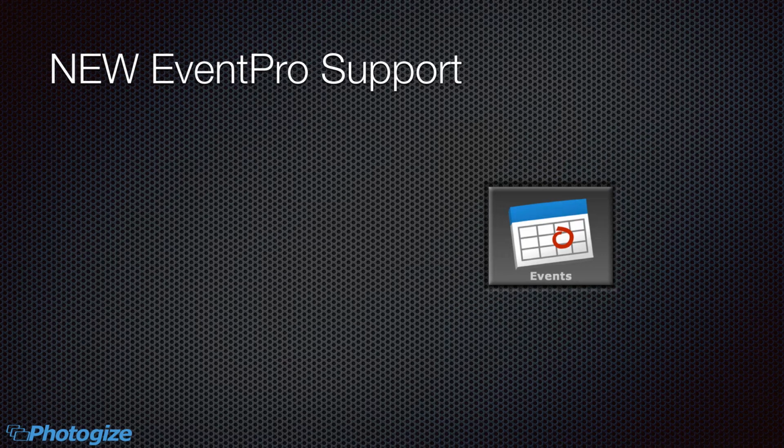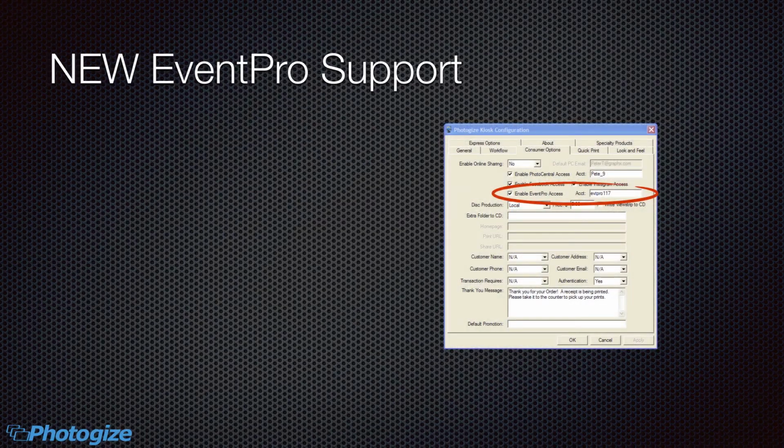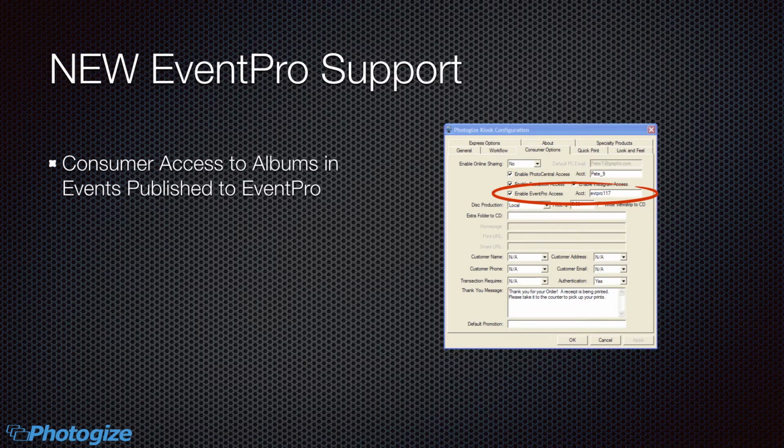All right, so there's a new feature called EventPro Support, which is kind of cool. If you have an EventPro account, again, that's optional, what you can do, in the kiosk configuration, under Consumer Options, is check Enable EventPro Access and then key in your EventPro account. If you do that, the customers coming up to your kiosk will be able to access EventPro albums in events that you've published using EventPro.